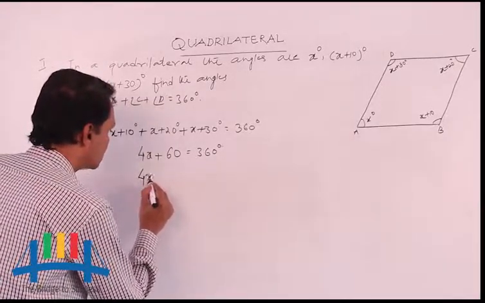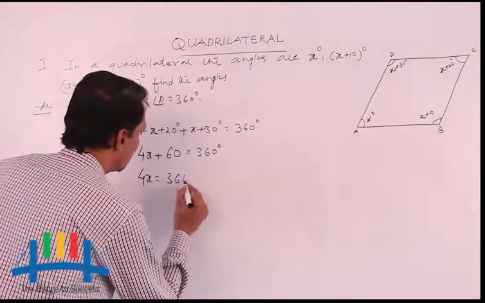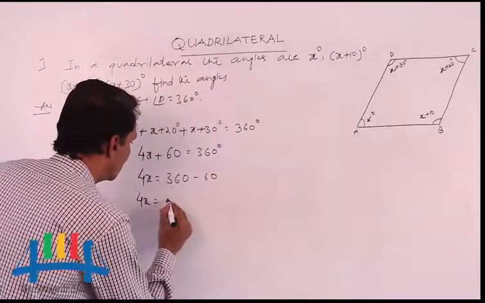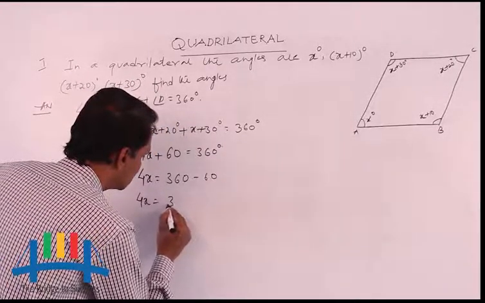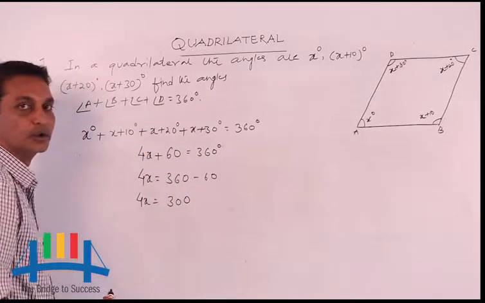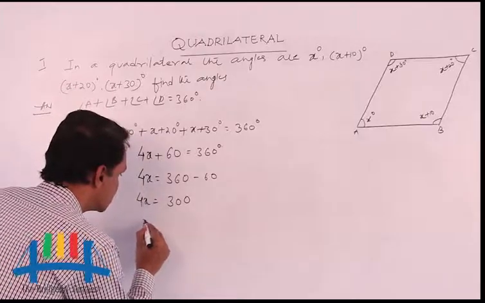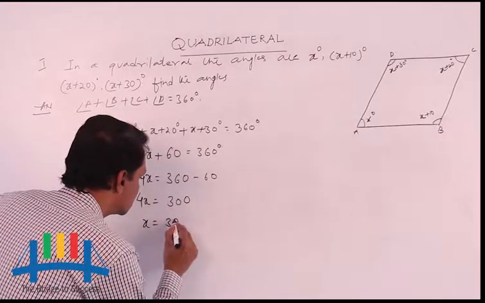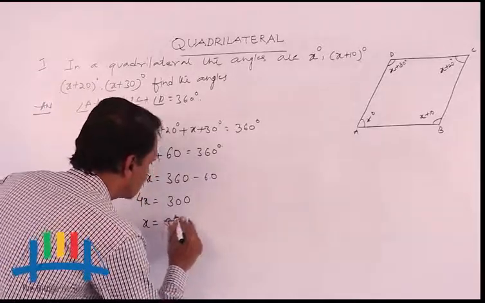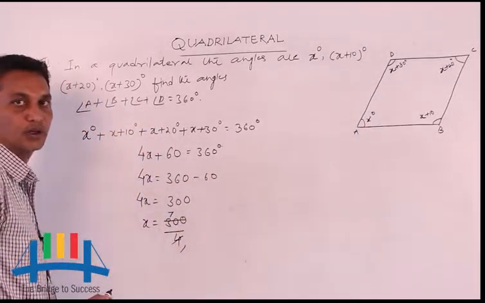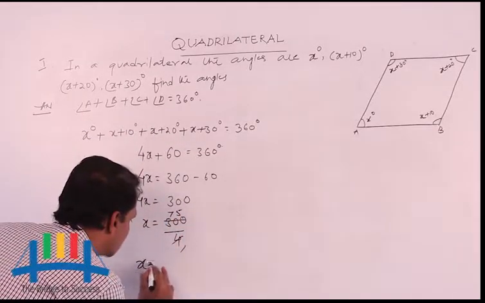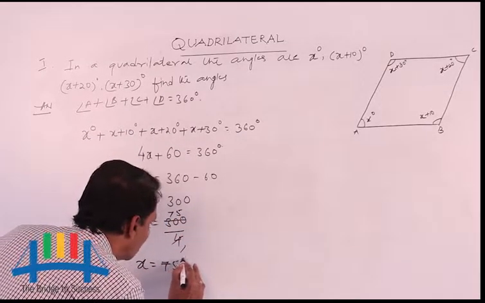Okay. 4x is equal to 360 minus 60, that is equal to 300. Okay, now let's transpose 4 to the denominator place. x is equal to how much? It is 300 divided by 4. 4 ones are 4, 4 sevens are 28, 4 fives are 20. So what is your angle? Angle x is equal to 75 degrees.